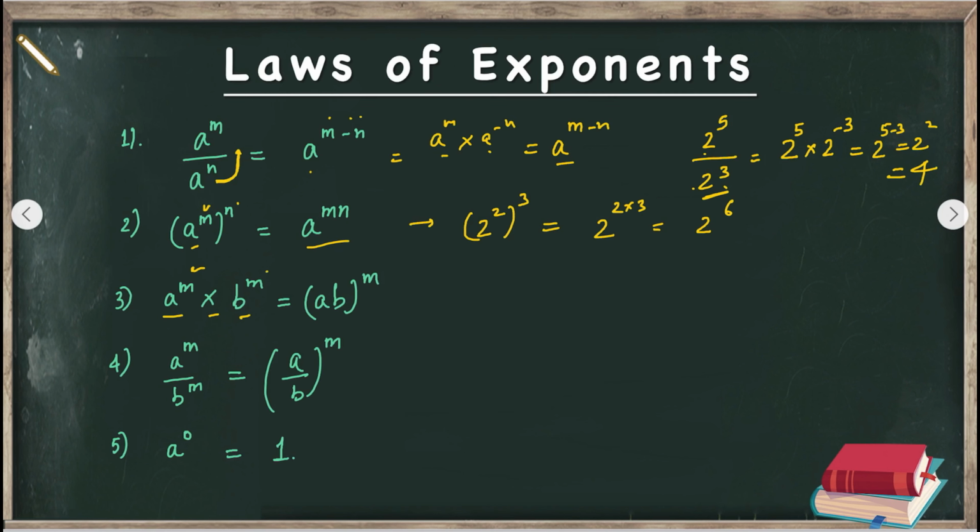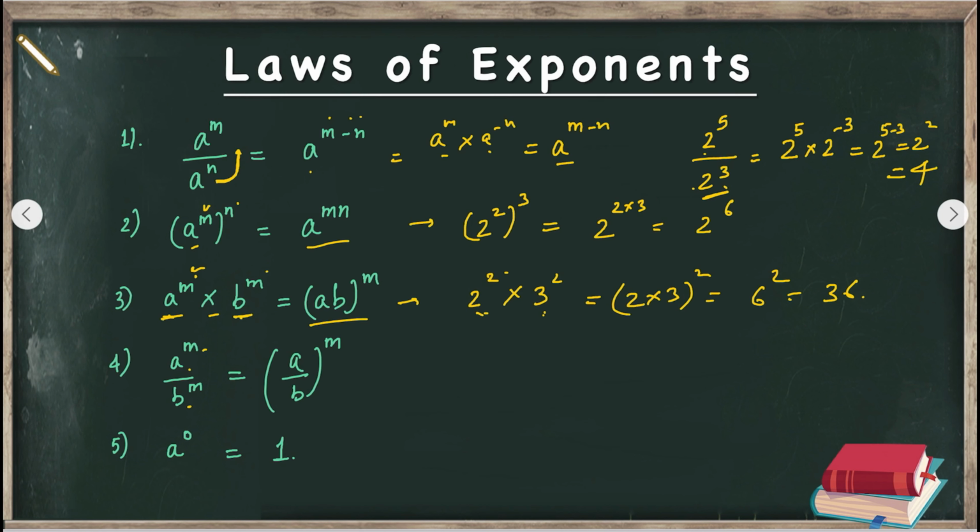Next one is, if we have a power m multiplied by b power m. Here the base numbers are different, a and b, but the powers are the same. So we can write this as, by multiplying the two numbers a into b, the common power m. For example, if we have 2 power 2 into 3 power 2, we have different base numbers but the same powers, so we can write this by multiplying 2 into 3, with the common power 2. That is 6 power 2, equals 36. So that's the answer for this one.